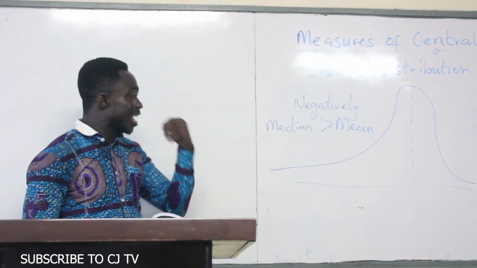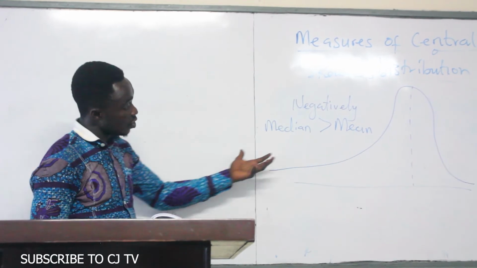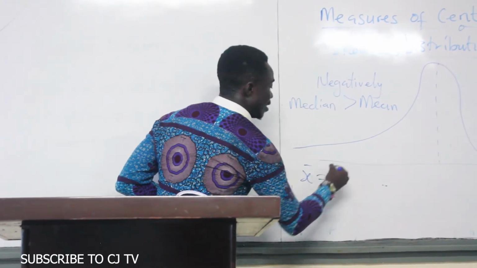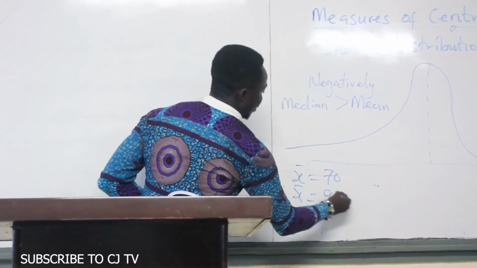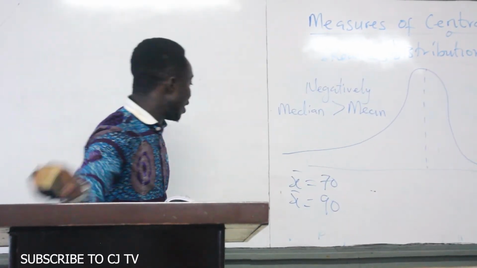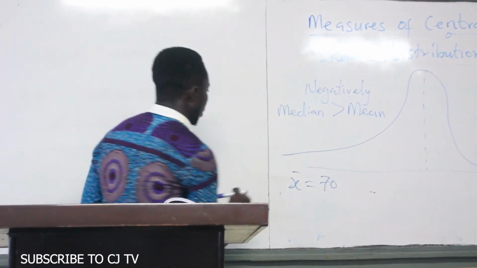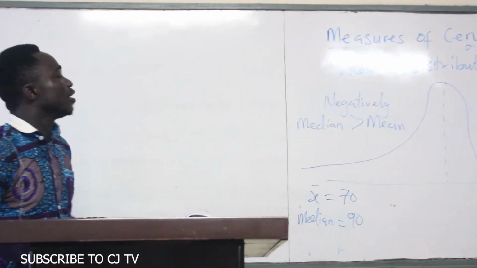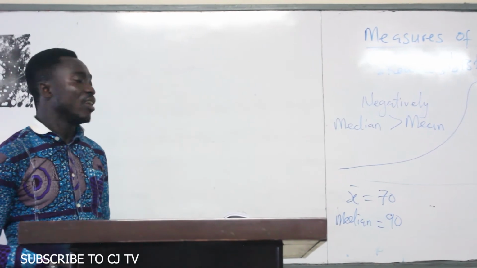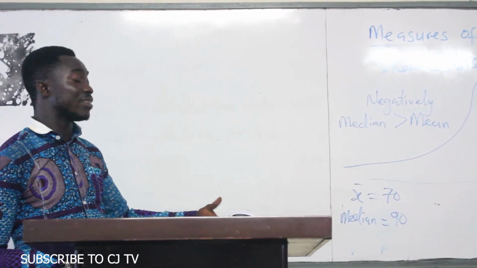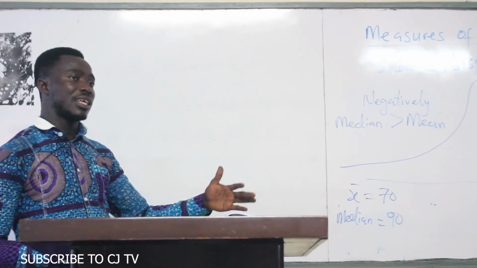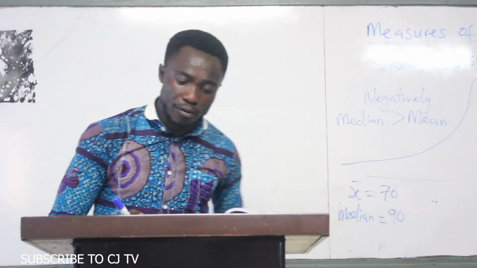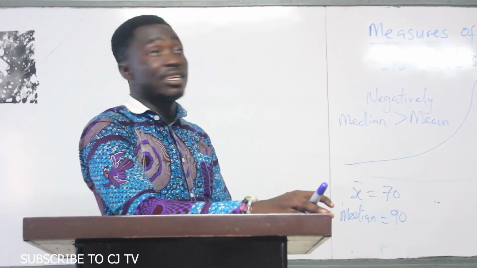Is that okay? So if you get a question, let's say in a class where the mean is equal to 70 and the median is equal to 90. This tells us that the median is greater than our mean. What's the meaning of that? It means that the performance of the students is good. If it is good, then the direction is moving to our left, telling us that it is negatively skewed, indicating a good performance. This is where we will end today's lecture.